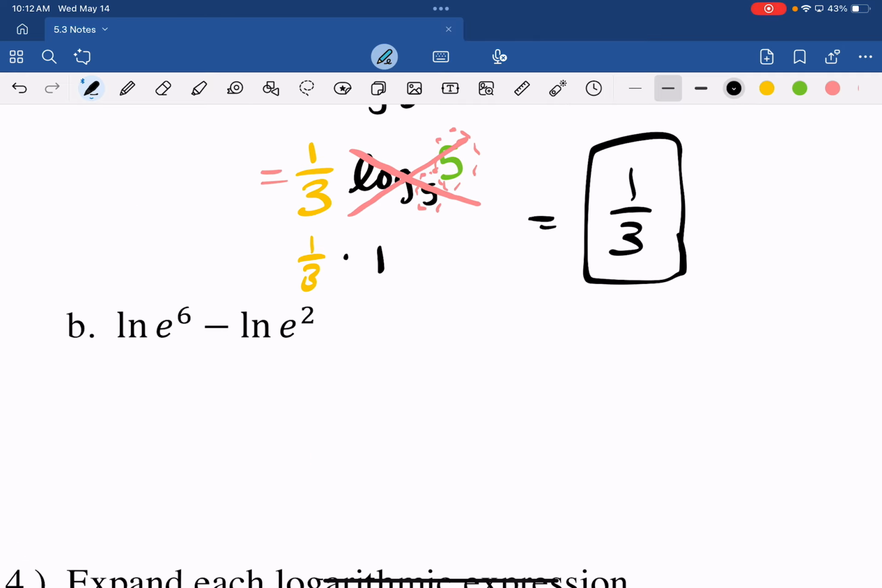All right, I want you to go ahead and try B. Let's see what you can do. Try B on your own. How could I simplify this without a calculator? When you're done, if you want to test it in your calculator, you can. You can type this one into your calculator, but I want you to simplify it without one first.